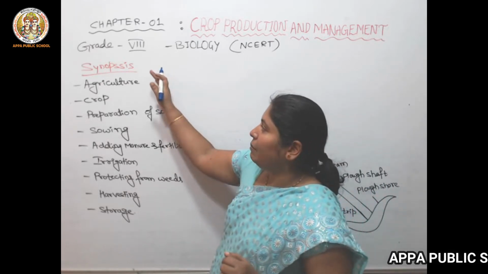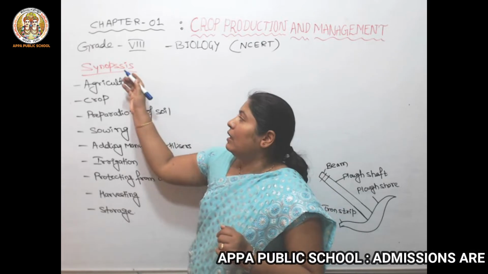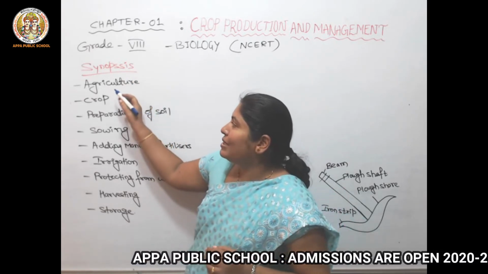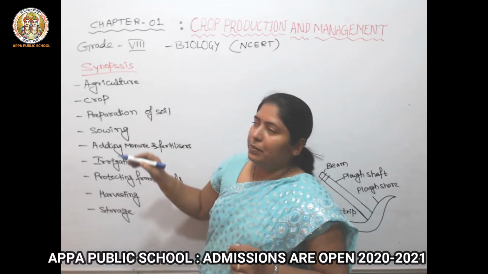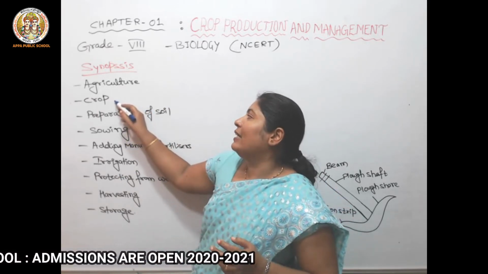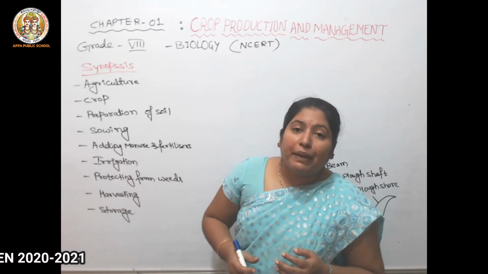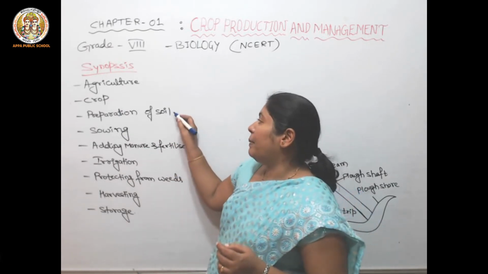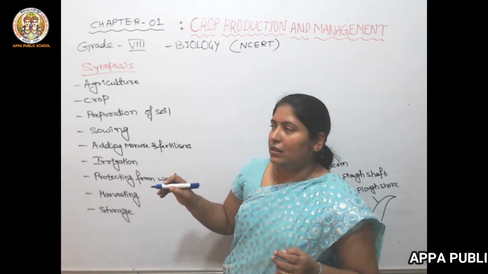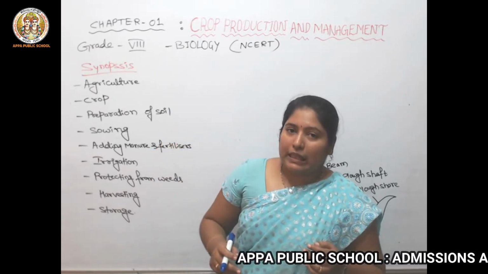In this lesson, I have already written the synopsis of the lesson. So here is the beginning of the lesson. We are going to study the definition of agriculture, then the definition of crops, and then the first step in the agriculture process, that is preparation of soil. After preparing the soil, we have to go for sowing the seeds.